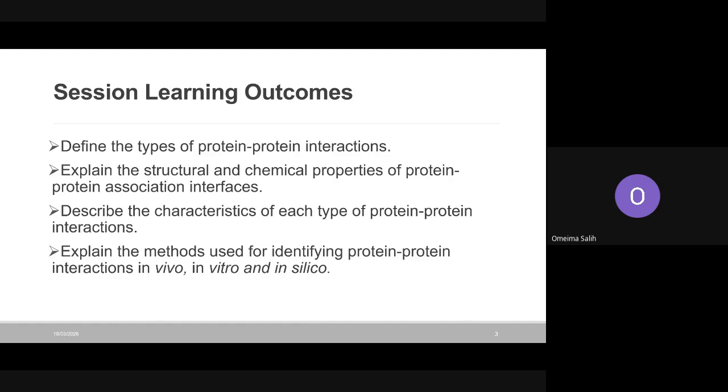For this first part, the session learning outcomes are that you will be able to define the types of protein-protein interactions, explain the structural and chemical properties of protein-protein association interfaces, describe the characteristics of each type of protein-protein interaction, and explain the methods used for identifying protein-protein interactions in vivo, in vitro and in silico.